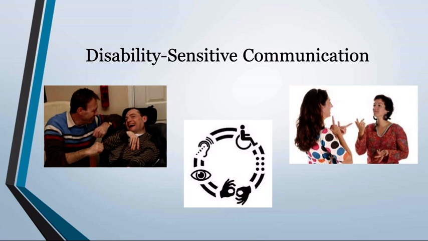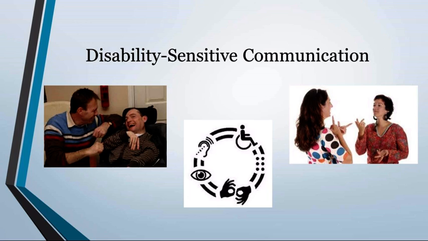Okay? Some tips that I can give you for being sensitive or using disability sensitive communication. Always use person first language, which is referring to the person first and their disability second. So, an example would be, I am working with a person with aphasia, as opposed to saying, I'm working with that aphasic person. Okay?